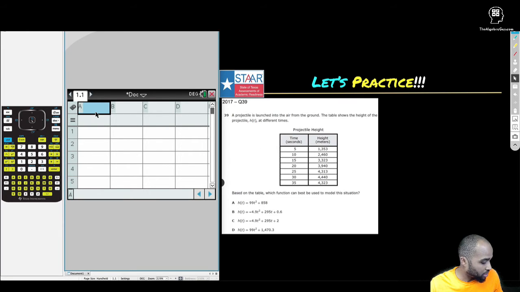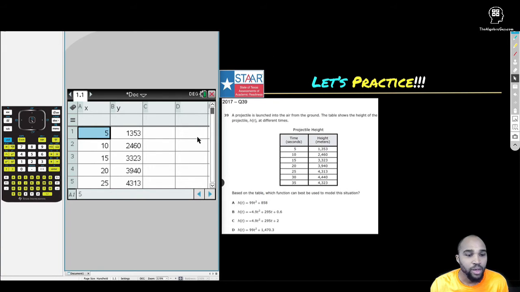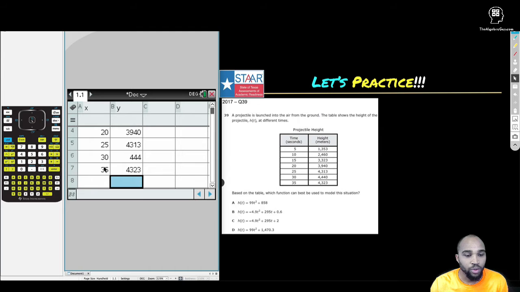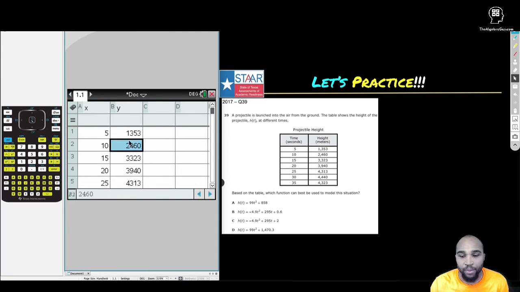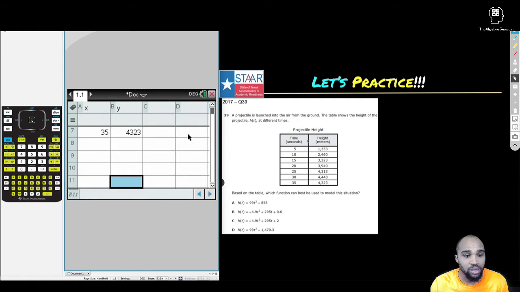So let's make this first column X and this one Y. And we're just going to go ahead and fill in all the information from here. So I went ahead and populated all my information in here. As you see, 5, 10, 15, 20, 25, all the way through 35, and my Y information is filled in as well. Now, we're going to make it X and Y. You could actually put in time and height, but that's not necessary.